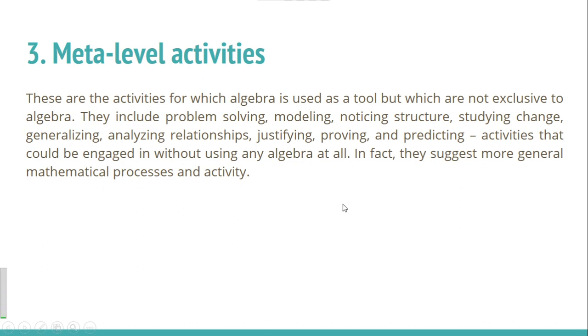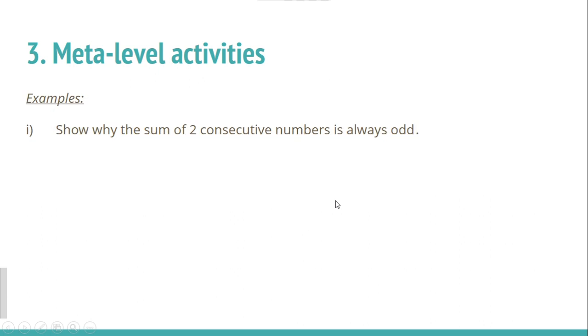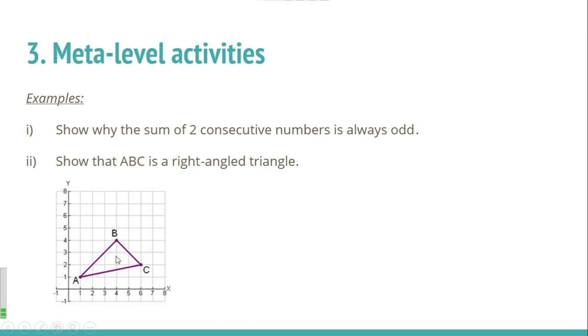Thirdly, we have the meta level activities, which is also known as the generalization activity or the justifying activity. So this is a tool using algebra to analyze relationships to justify or prove a particular conjecture, usually with the aim to predict a particular situation. Such as show why the sum of two consecutive numbers is always odd and show that this particular triangle is right angled.